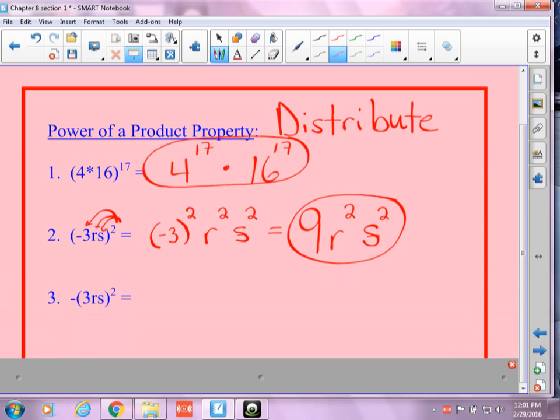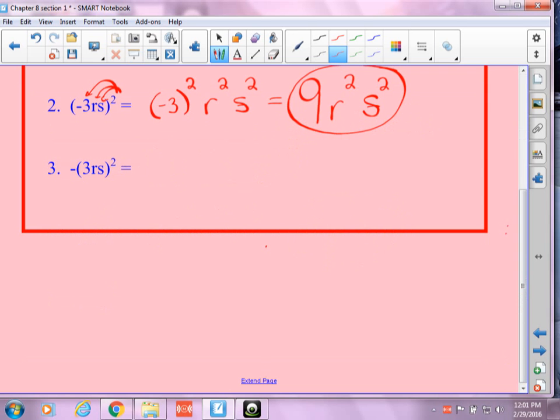Let's go to the next one. Notice that the negative is out front. Do you see it? It's kind of like a bumper. So just put the negative out front. I'm going to take 3 squared. Now the 3 doesn't have to be in parentheses, but I tend to like them in parentheses, just so that I don't forget. And then I've got r squared s squared.